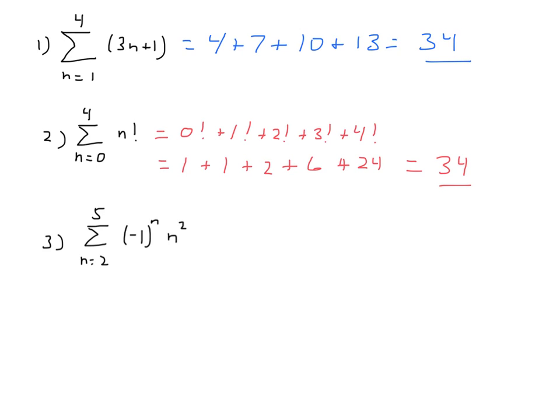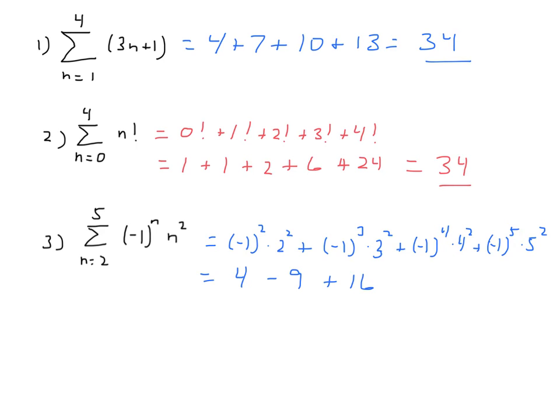Now let's look at this last one. In this case, n is going from 2 to 5. So we start out with 2, and when I plug 2 in, I get negative 1 to the second times 2 squared, plus negative 1 to the third times 3 squared, plus negative 1 to the fourth times 4 squared, plus negative 1 to the fifth times 5 squared. So negative 1 squared is 1 times 2 squared, which is 4. The next one is going to be minus 9 plus 16 minus 25. I do these calculations: 4 minus 9 is negative 5, plus 16 comes out to be positive 11, minus 25 comes out to be negative 14. So the sum of this finite series is negative 14.